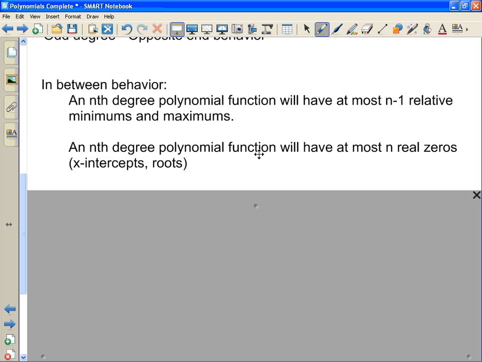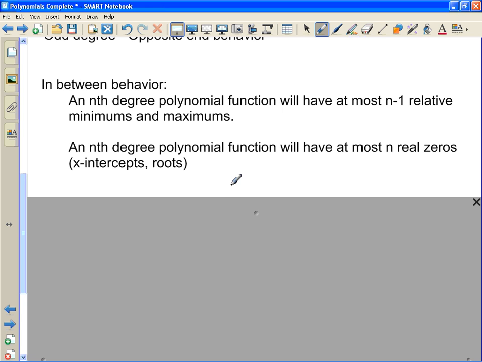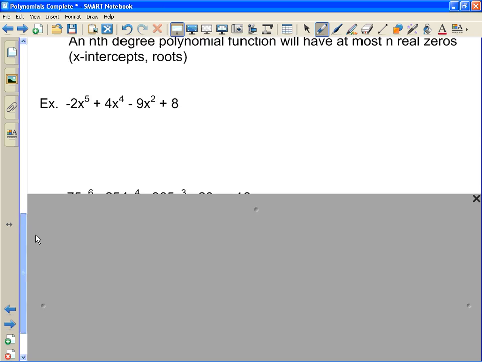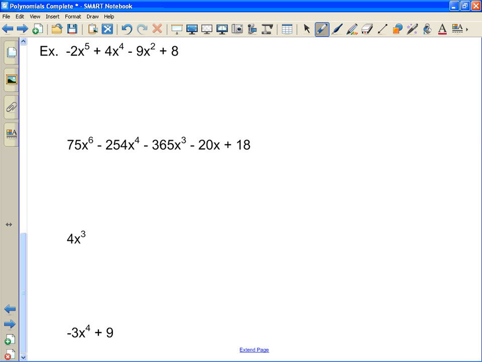Another in-between behavior has to do with the roots. So how many times it's going to cross the x-axis in between our extreme values. Whatever the highest power is, that's how many possible real zeros you have. That's the total number of roots that there will be, but not all of them are necessarily real. So let's look at some more examples and try to decide what we know about them.